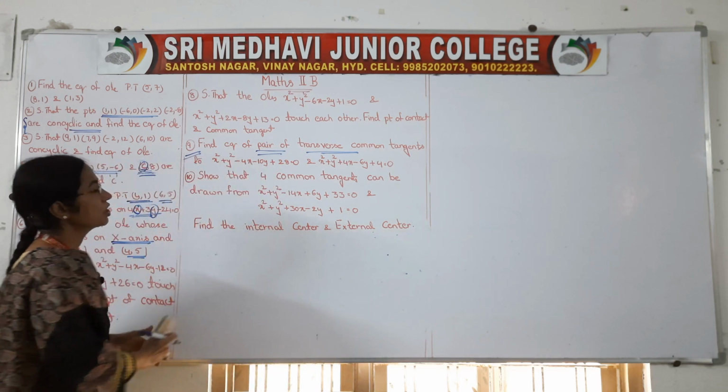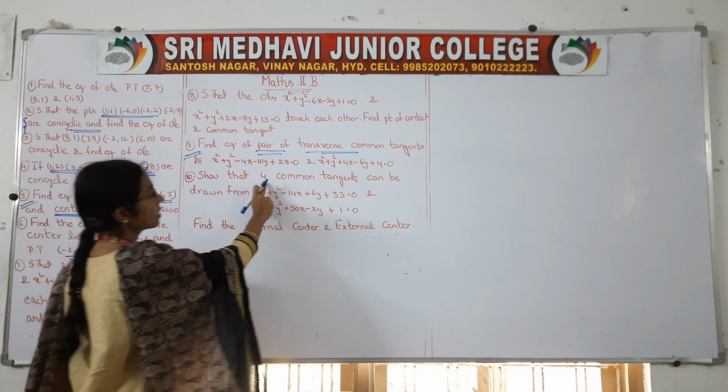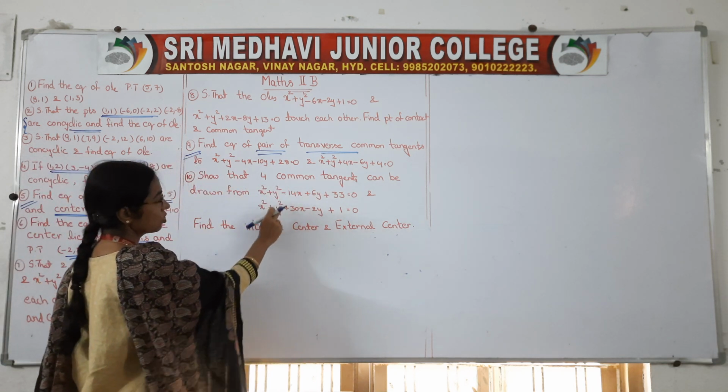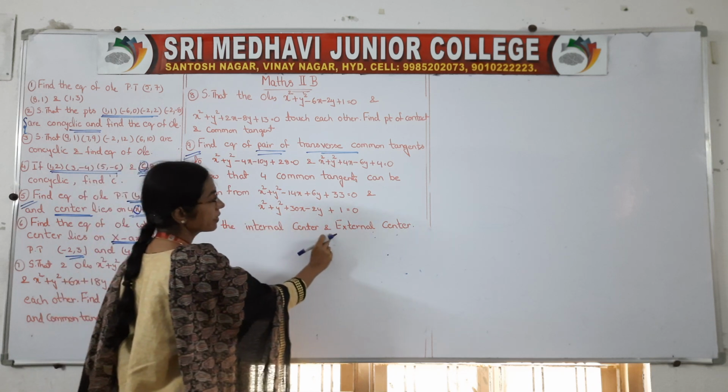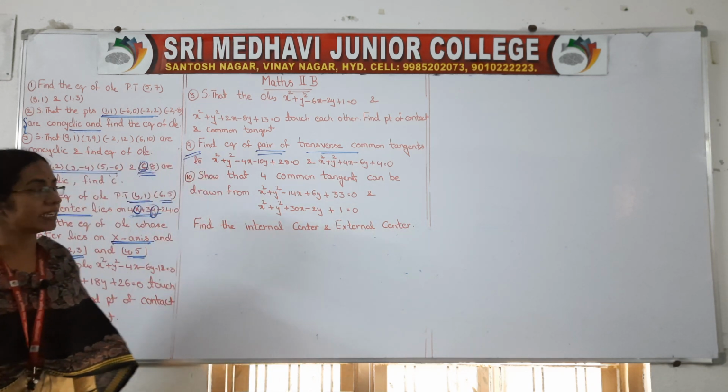So what is the 10th question? Show that 4 common tangents can be drawn from these 2 circles. Find the internal center and external center.